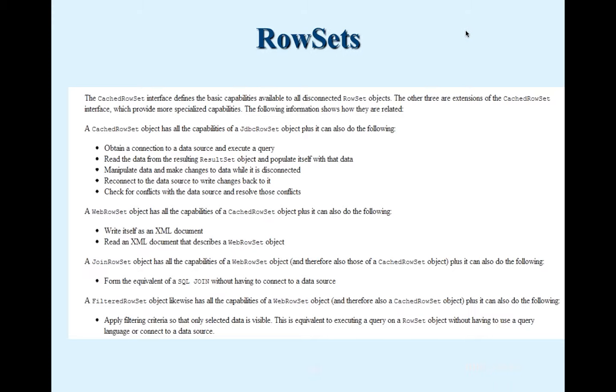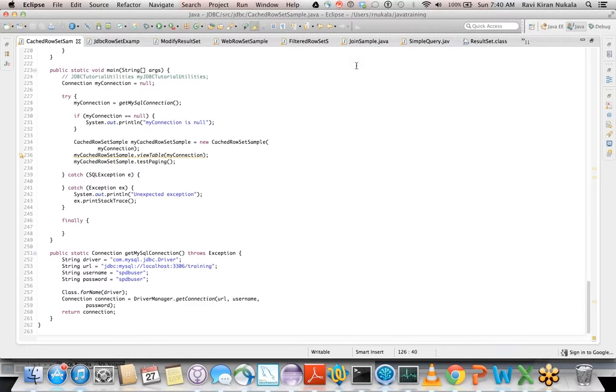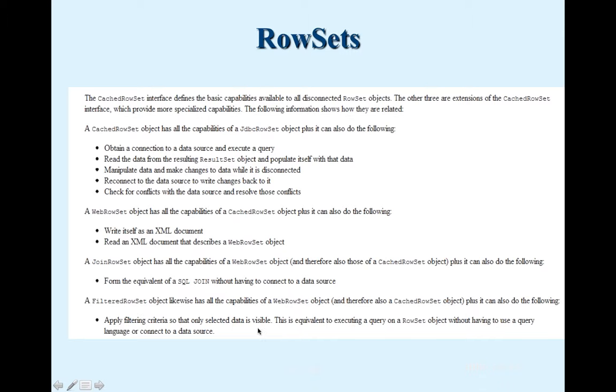A join row set object has all the capabilities of a web row set object, and therefore also the cached row set object. Plus, it can also do the following: form the equivalent SQL join without having a connection to the database. Say for example, let me finish the filtered row set as well, then we'll go to the example.